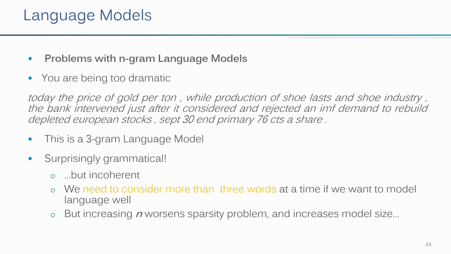Let's say we consider this trigram language model, and we have: today the price of gold per ton, while production of shoe lasts and shoe industry. The bank intervened just after it considered and rejected IMF demand to rebuild depleted European stocks, September 30, and primary 76 cents a share. Awesome text. All the words are correct, but grammatically it's gibberish. And this happens a lot with those. Not to mention, there's no way to improve that once you have trained. You have to retrain the entire model again because maybe you have new words. So this makes things not very easy to scale and generalize.